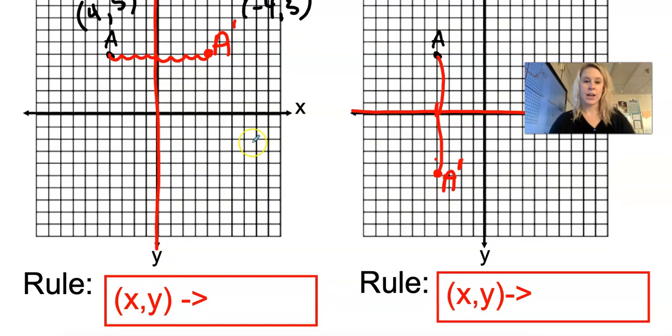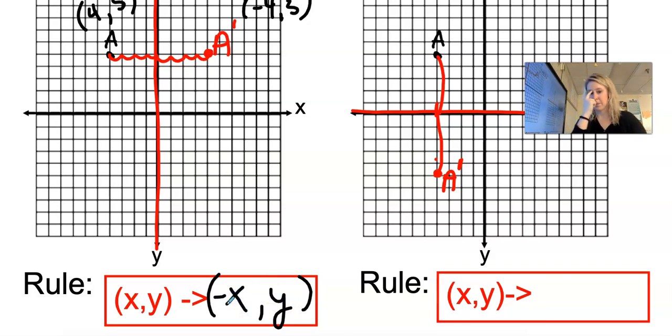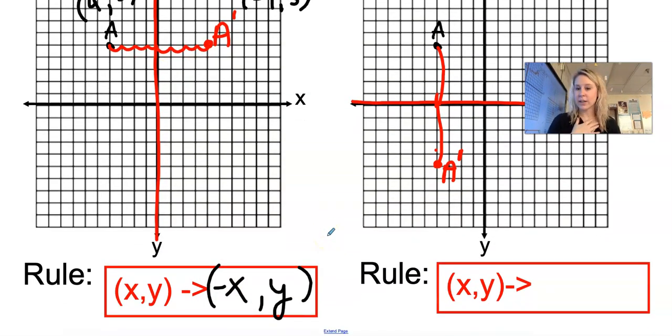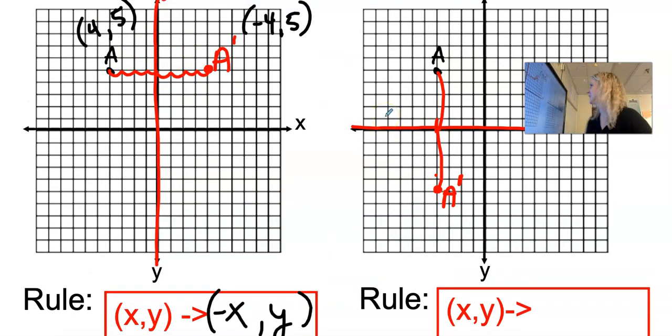For any ordered pair x comma y, the rule when you reflect it over the y-axis is that the y is not going to change, but your x is opposite, and how we show opposite is with a negative sign. That's a fancy rule for reflecting something over the y-axis. I don't like to memorize the rules because I'm not good at memorizing. I just count.